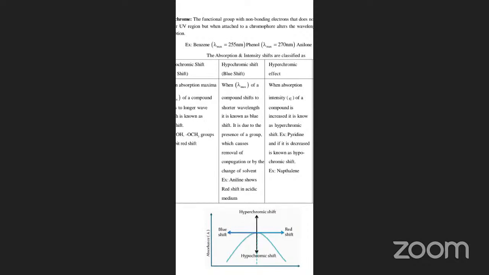When the absorption maximum, lambda max, of a compound shifts to longer wavelength, it is known as red shift. Example, OH and OCH3 groups exhibit red shift. Next, when lambda max of a compound shifts to shorter wavelength, it is known as blue shift. It is due to the presence of a group which causes removal of conjugation or by the change of solvent. Aniline shows blue shift in acid medium.